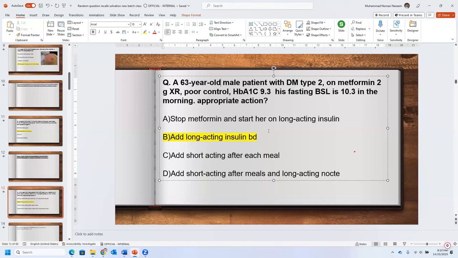Whenever we are starting or transitioning a patient to an insulin regime, we never stop the oral hypoglycemics. We stop them one by one while gradually increasing the insulin, so that we get a balance and make sure the patient is not going into hypoglycemia, right? BD will be twice a day, once in the morning, once in the evening.